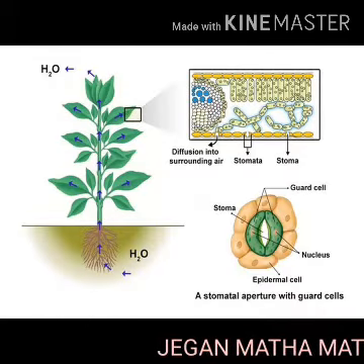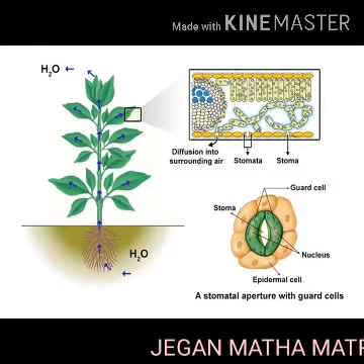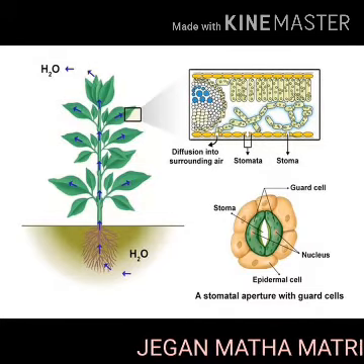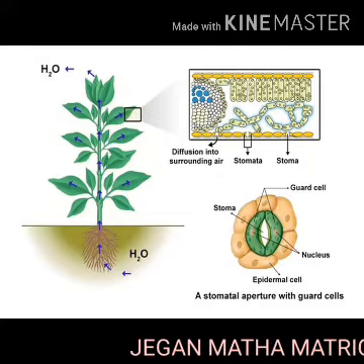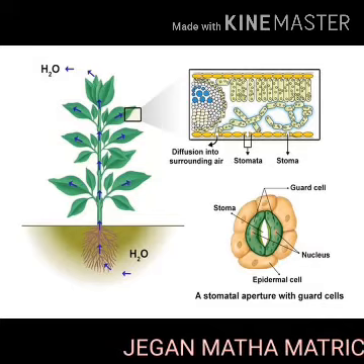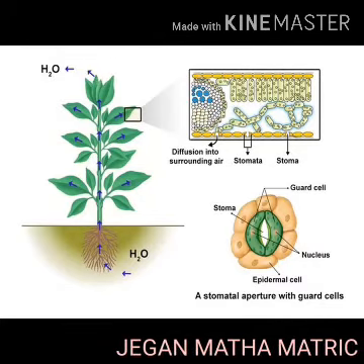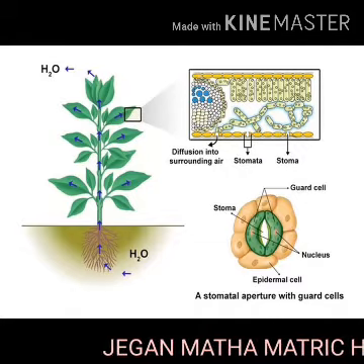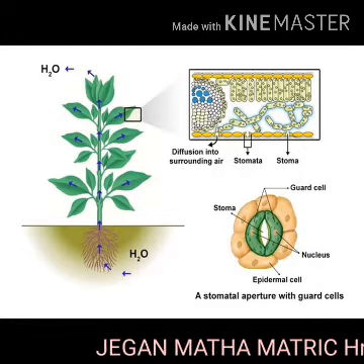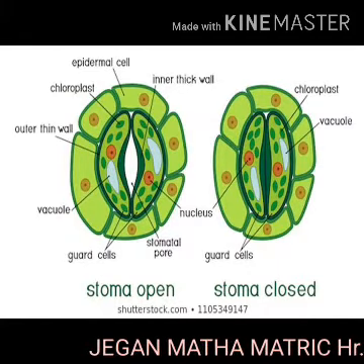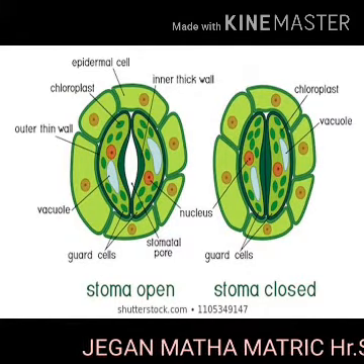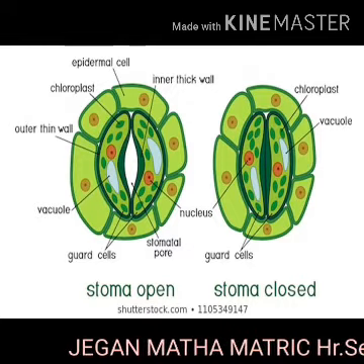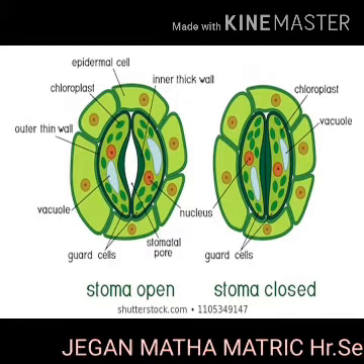Next, we are going to see about transpiration. The loss of water in the form of water vapor from the aerial part of the plant body is called transpiration. The leaves have tiny microscopic pores called stomata. Water evaporates through these stomata. Each stoma is surrounded by guard cells. These guard cells help in regulating the rate of transpiration by opening and closing of stomata.